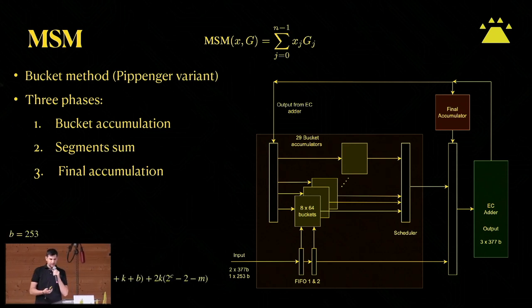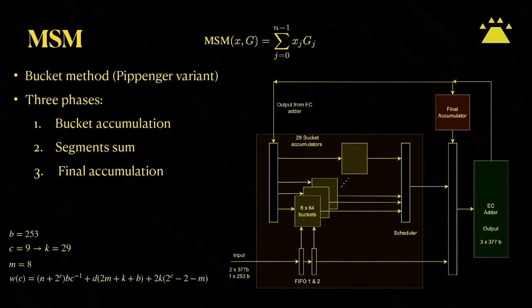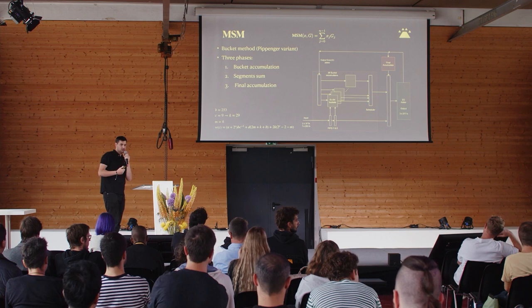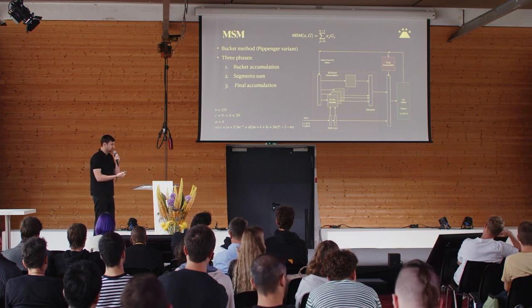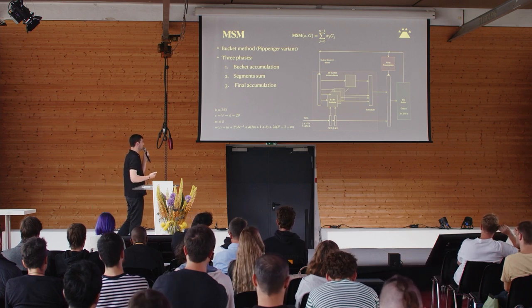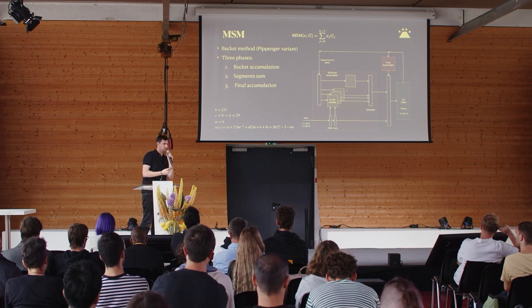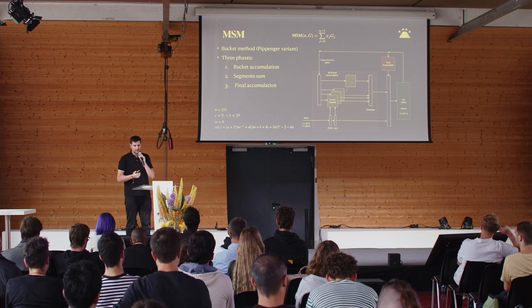To be as concrete as possible, in this case, let's say that scalars are of size 253 bits, and we take C equal to 9 bits, so it means that we have 29 bucket accumulators. This is this block here. And each one of these bucket accumulators can be broken down, as I said, into, let's say, M equal to 8 segments. So in each one we have 64 buckets. So this is exactly it.